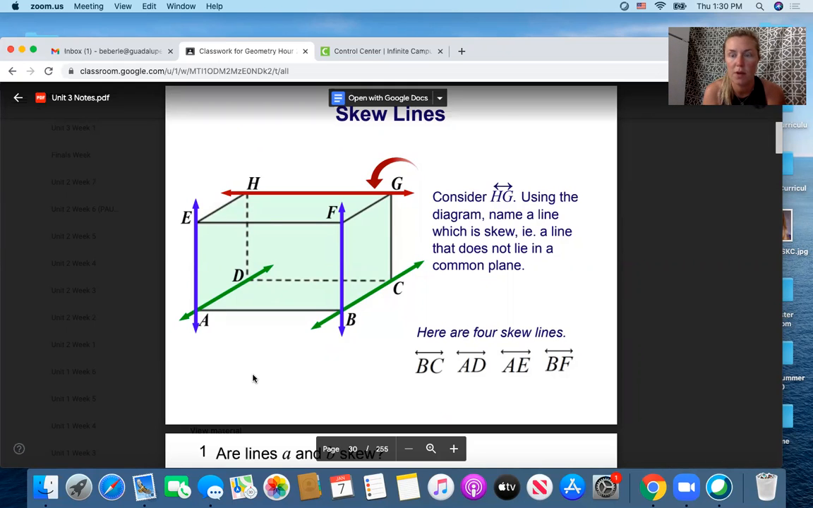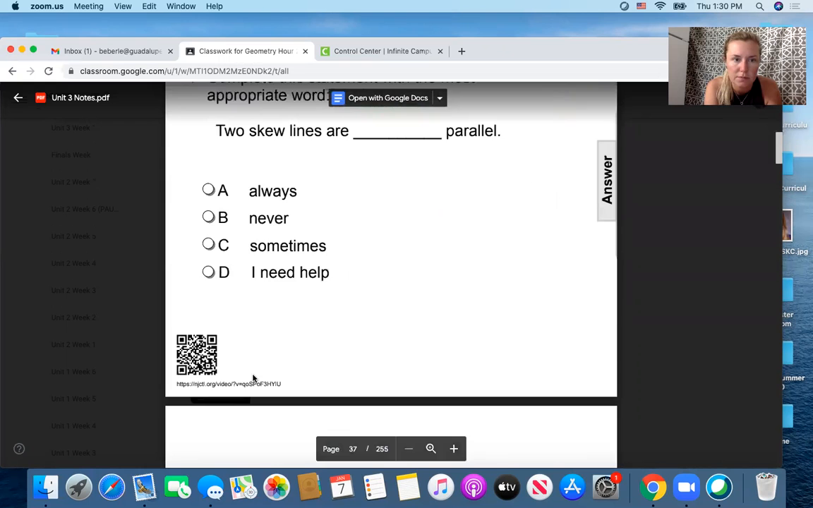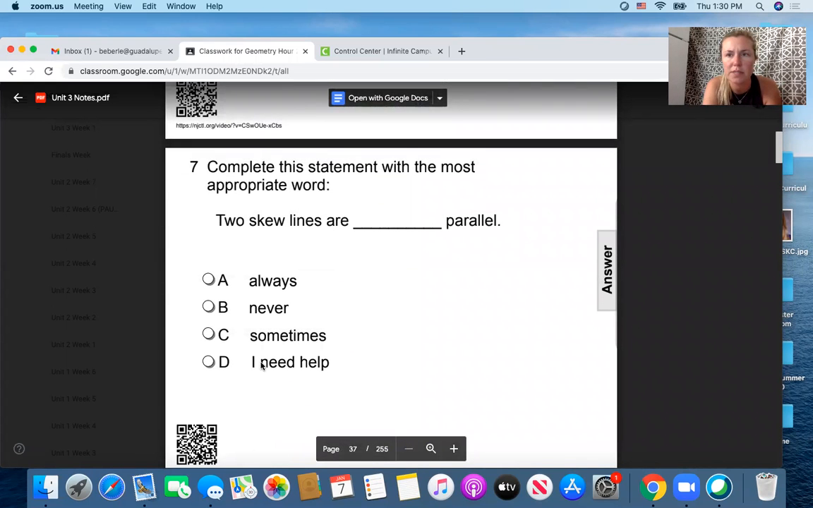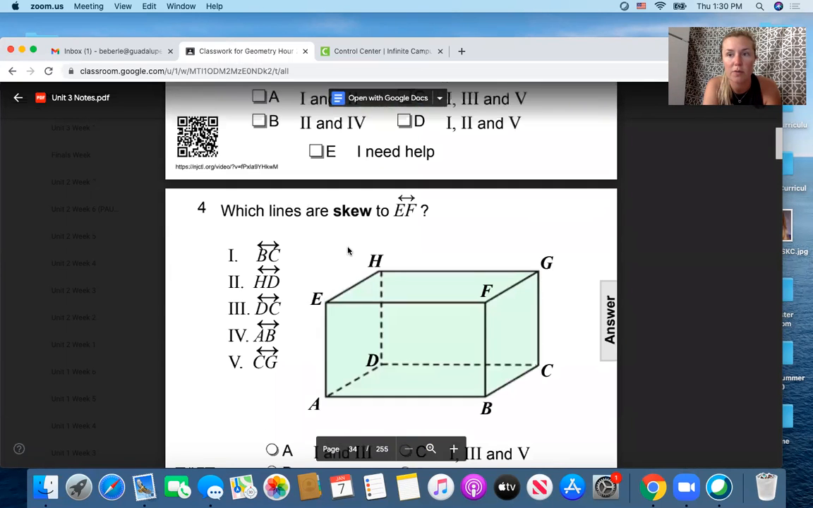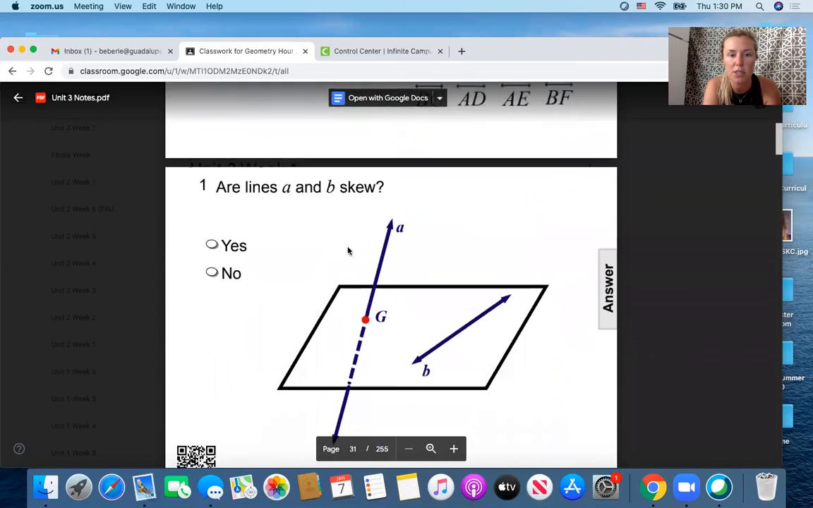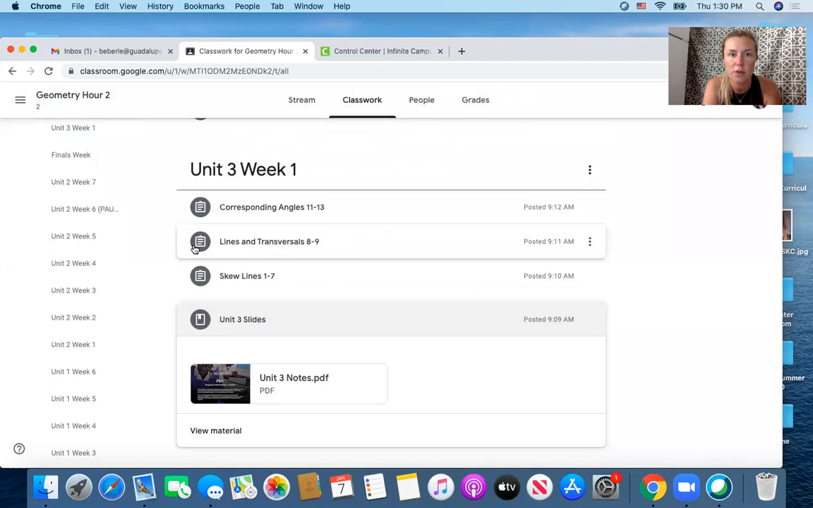All right, so if you go into Google Classroom, there is a knowledge check. It's called Skew Lines 1 through 7. I will give you guys until 12:45 to do it, so I'll give you guys 15 minutes. It's 7 questions, and it is called Skew Lines 1 through 7. So I'll let you get that open, and then we'll get started.